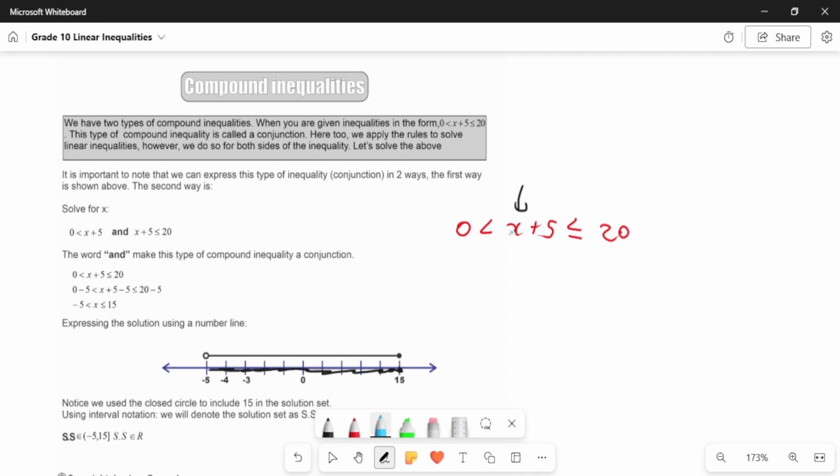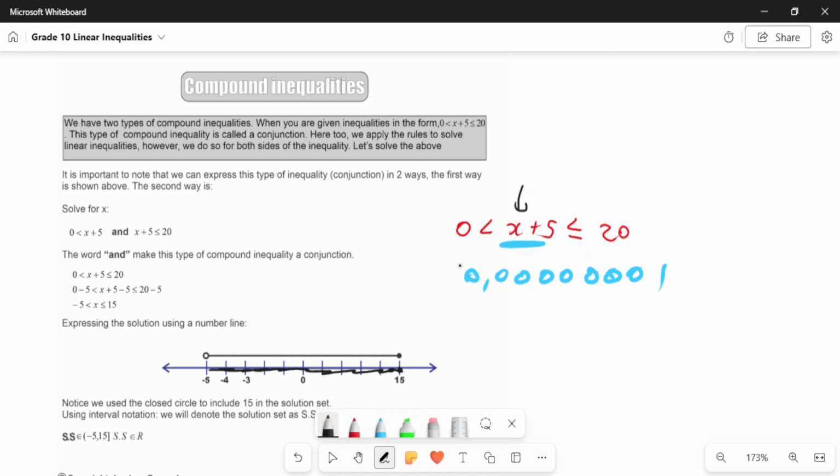Understood? So if I input an x value and it gives me 20, it satisfied the mathematical statement. If I input an x value and it gives me 0.000000001, meaning that it's just a fraction greater than 0, it satisfied the mathematical statement. Understood? So that's basically what we're doing. We're trying to find x values that I can input in here such that it'll output a numerical value that will be greater than 0 and less than or equal to 20.